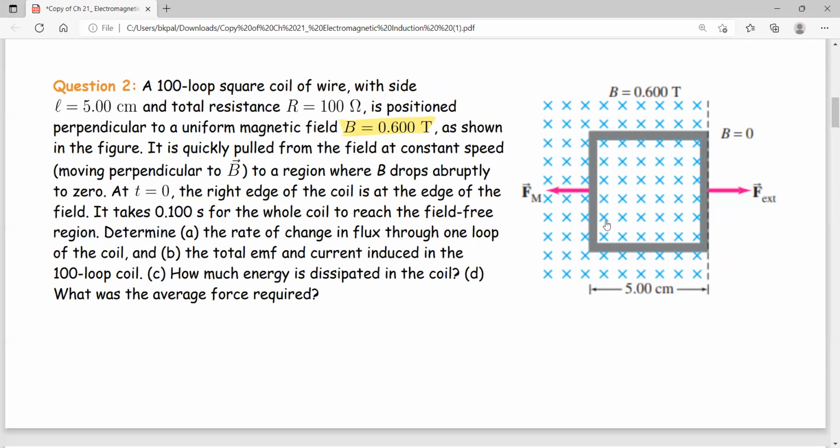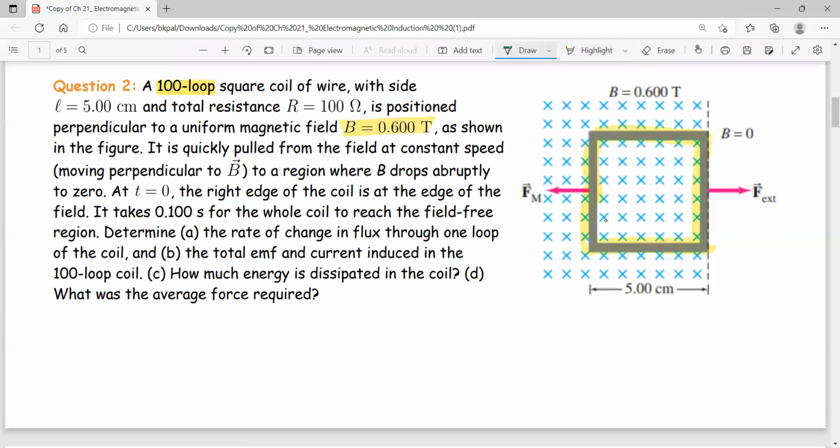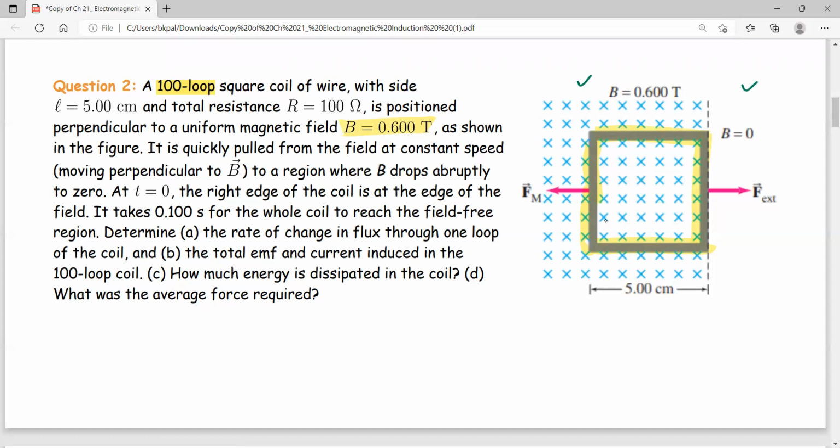Okay, and we have a 100 loop. So here the n, the number of loops, is 100. This square loop has 100 turns. Now it says that initially it is in the magnetic field. So in this part the magnetic field is 0.600 Tesla, and here it is 0 Tesla.